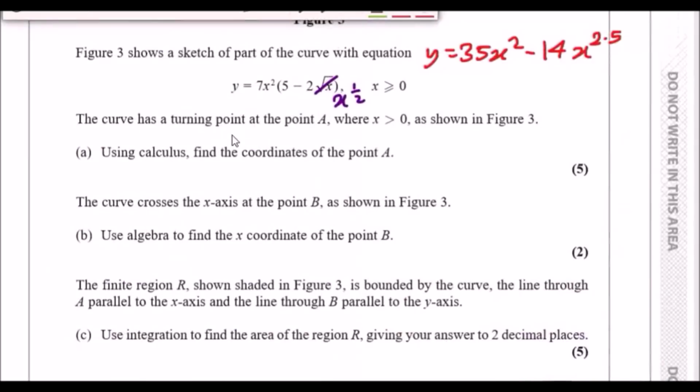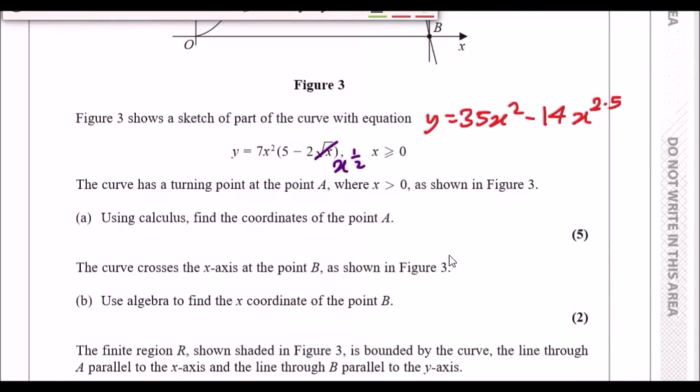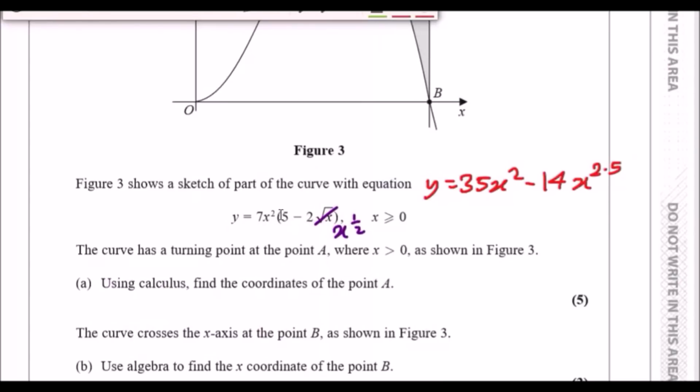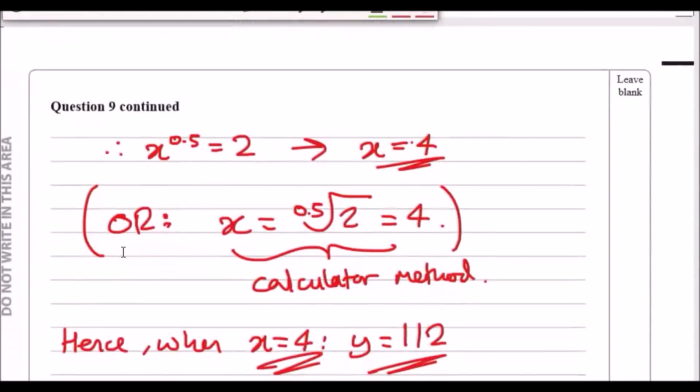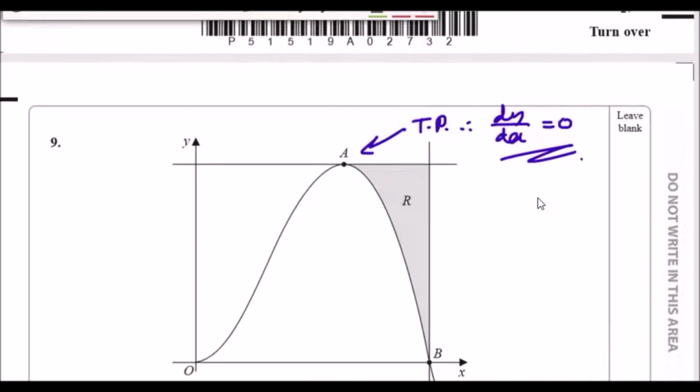So again, we're trying to find the coordinates of A. Now we've got the x value. All you want to do is plug the x value back into either the y equation to get the y coordinate, or over here. Both is fine. And when you do that, you should get 112. So this means that this coordinate here is 4 and 112. Okay, not bad.